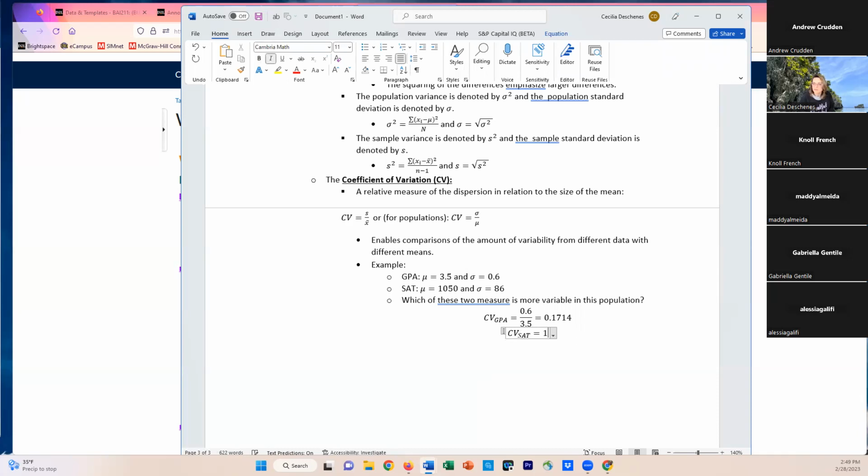And that has a standard deviation of 86 and a mean of 1050. So if we put that in our calculator, we get 0.0819.